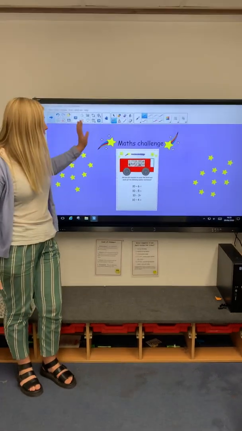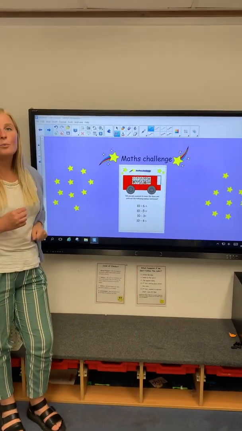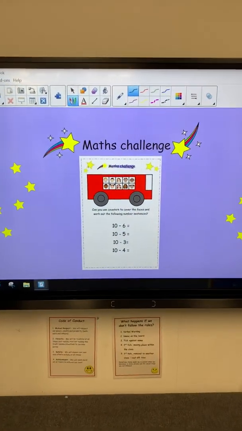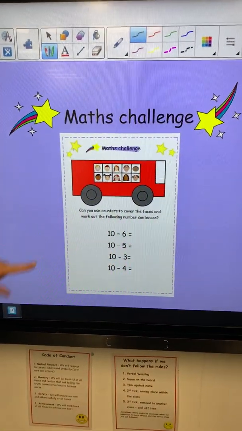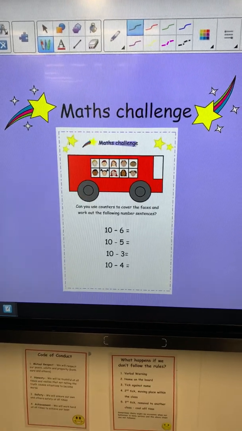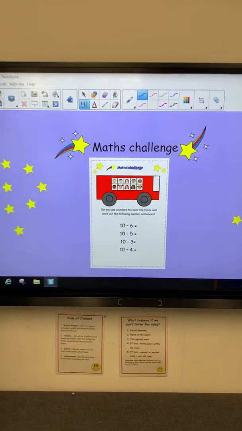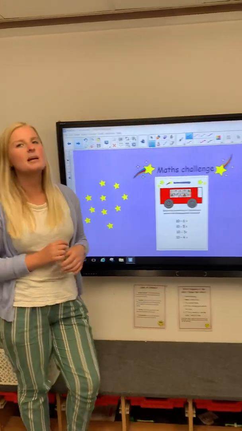So now you've got a magic challenge to do, which mums, dads, carers, whoever you're at home with can help you with. And I want you to have a go at covering the faces on the sheet to work out the number sentences. Good luck, and I'll see you next time for our next Magic Maths lesson.